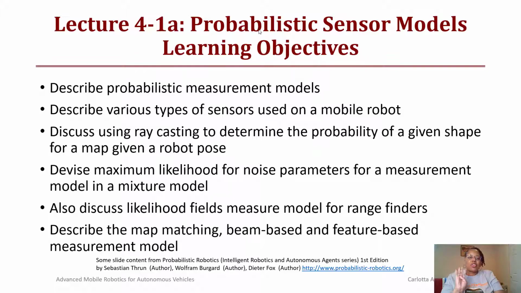Our learning objectives for the 4 videos in this series are: describing probabilistic sensor measurement models; describing various types of sensors used on a mobile robot; discussing using ray casting to determine the probability of a given shape for a map given a robot pose, as well as a scan-based algorithm for doing that; devising a maximum likelihood for noise parameters for a measurement model in a mixture model; discussing likelihood fields to measure models for rangefinders; and describing map matching, beam-based, and feature-based measurement models.